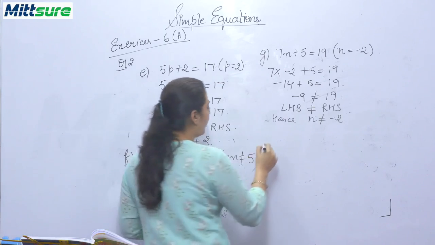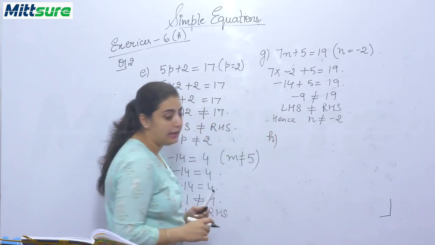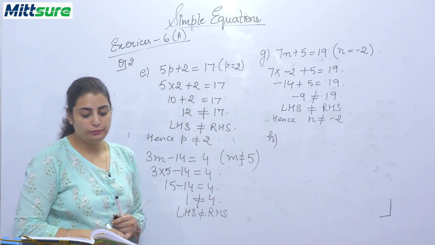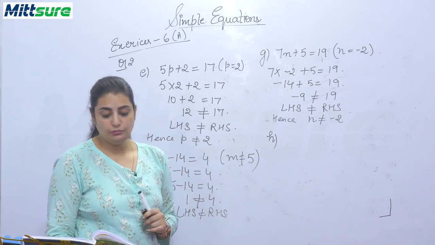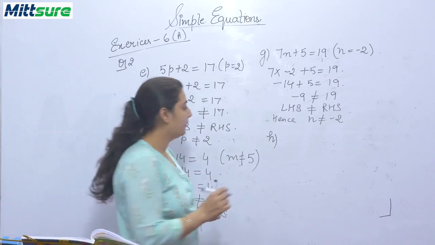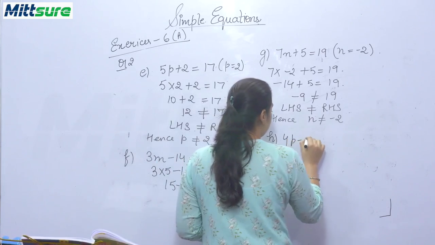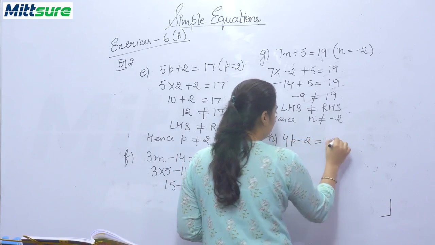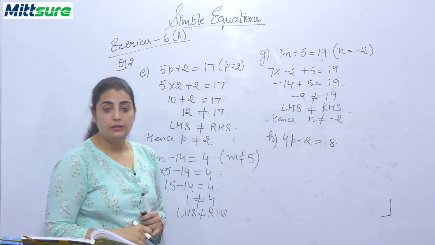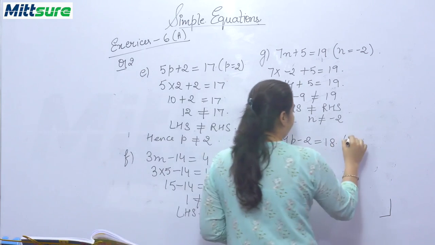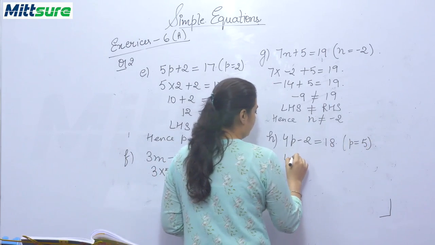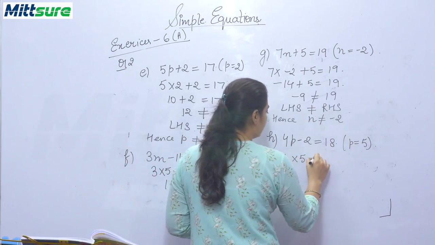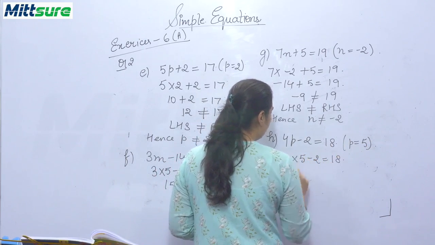Now, here we have got H. In H part, you have to write down 4p minus 2 equals 18. Now, p is equal to 5. So, 4 multiplied by 5 minus 2 equals 18.